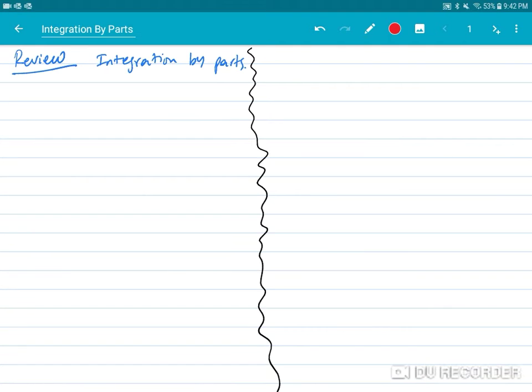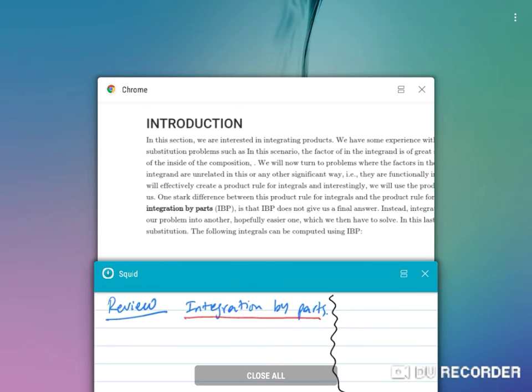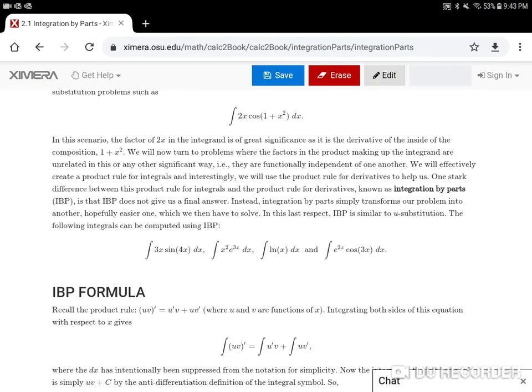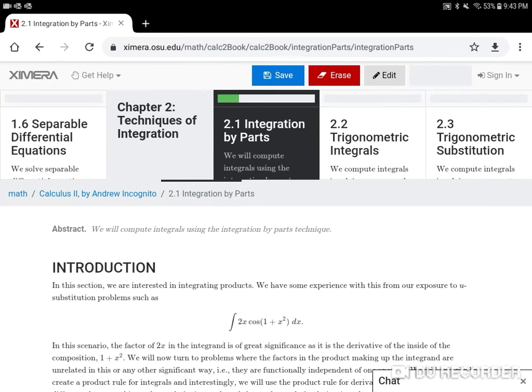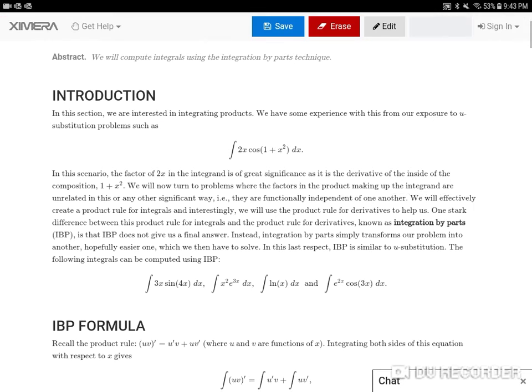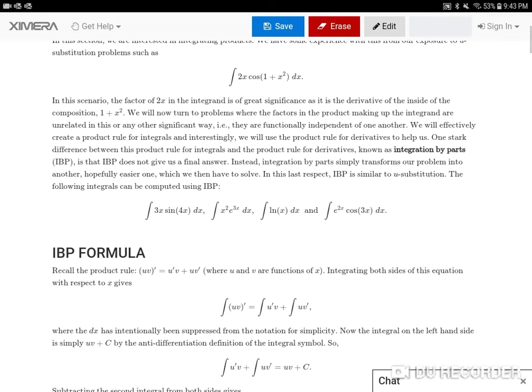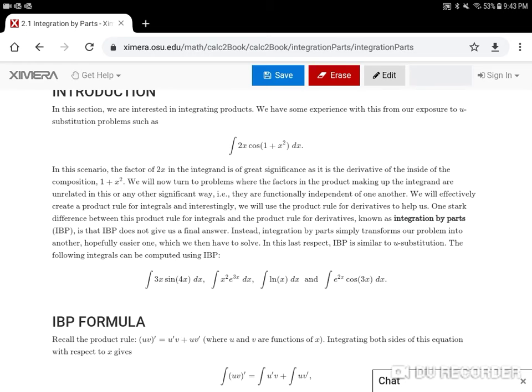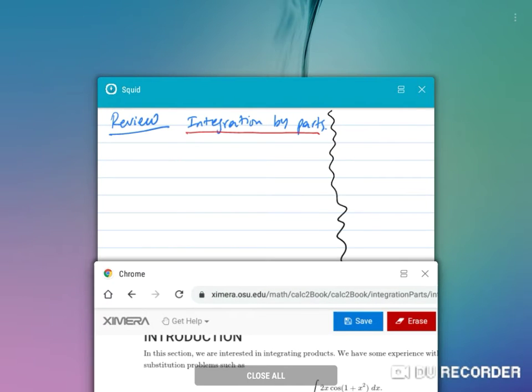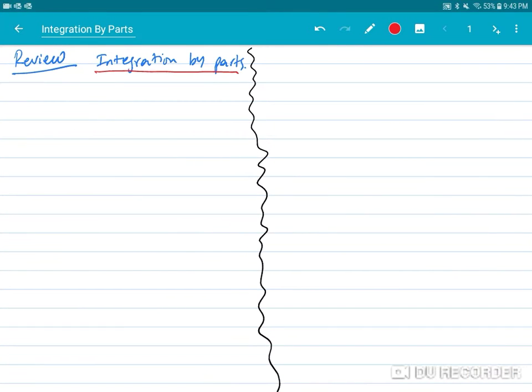Hello, today I'd like to do a quick short review on integration by parts. This is chapter 2, section 2.1, integration by parts of your Chimera book. And I'll just go over the basic thing and one quick example just to remind you what integration by parts is.